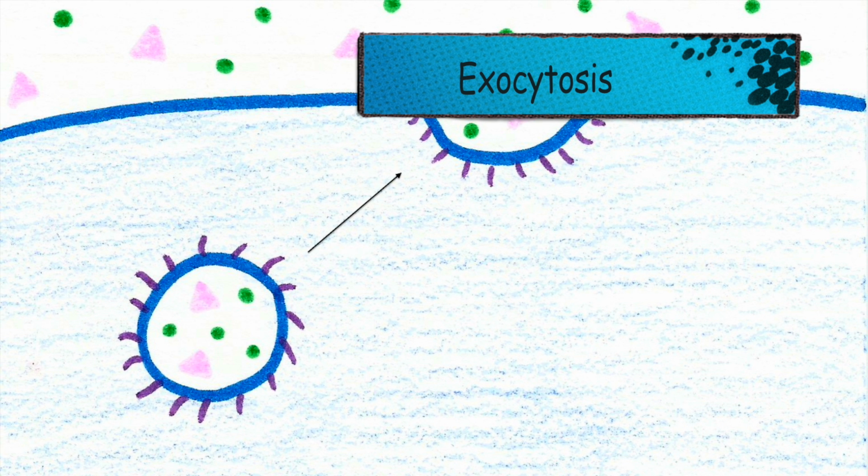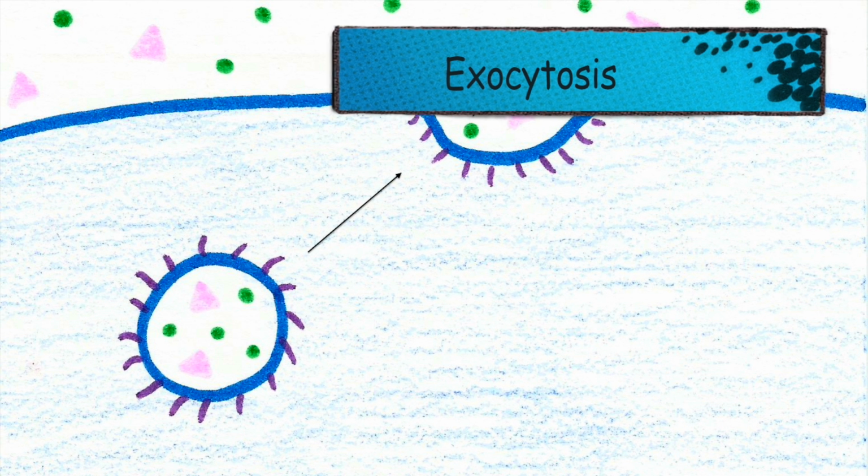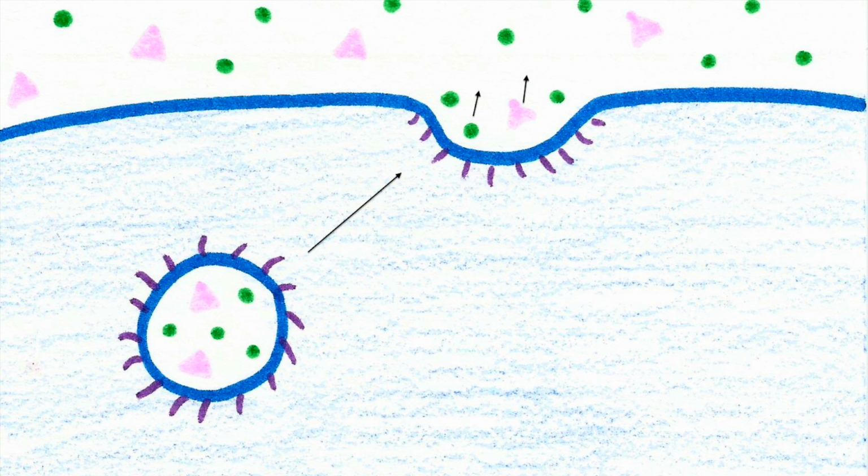Exocytosis is essentially the opposite process of endocytosis and gets substances out of the cell using energy. Transport vesicles filled with particles travel through the cell toward the plasma membrane and fuse with it, releasing their contents.